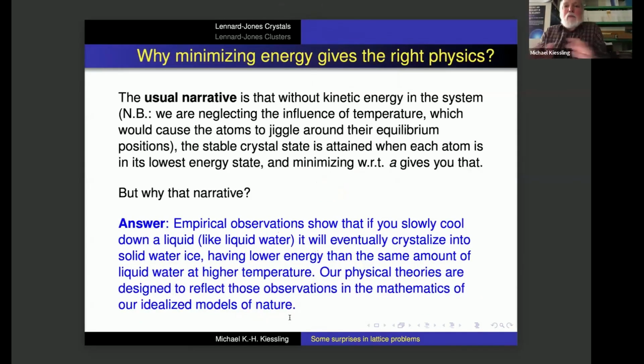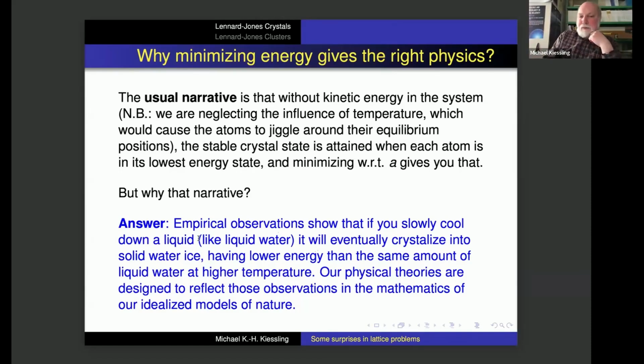But why does minimizing energy give the right physics? Well, it usually comes out quite right by doing that. The usual narrative is that without kinetic energy in the system, and notice I didn't talk about temperature, so I'm neglecting the influence of temperature, which would cause these atoms to jiggle around their equilibrium lattice positions, the stable crystal state is attained when each atom is in its lowest energy state. That means minimizing with respect to A gives you just that. So that's the narrative. But why that narrative?